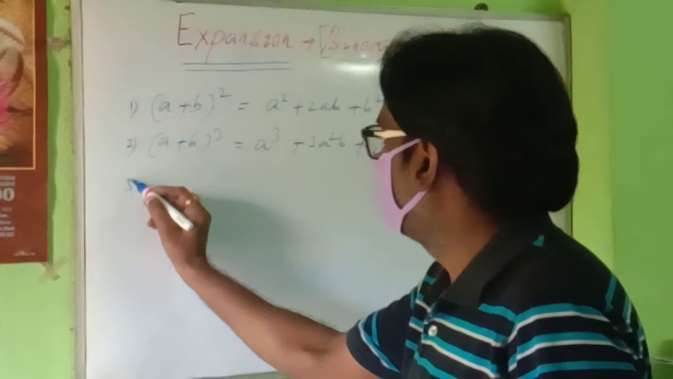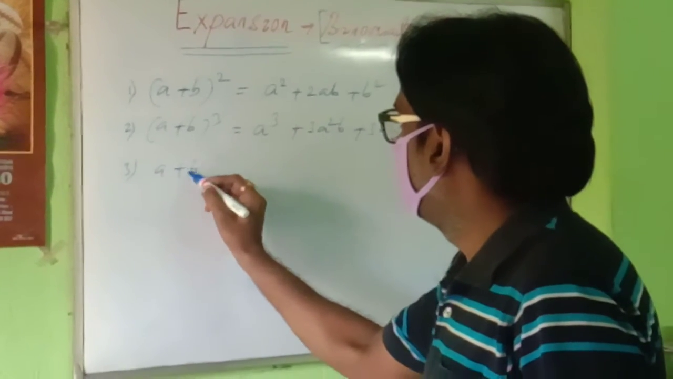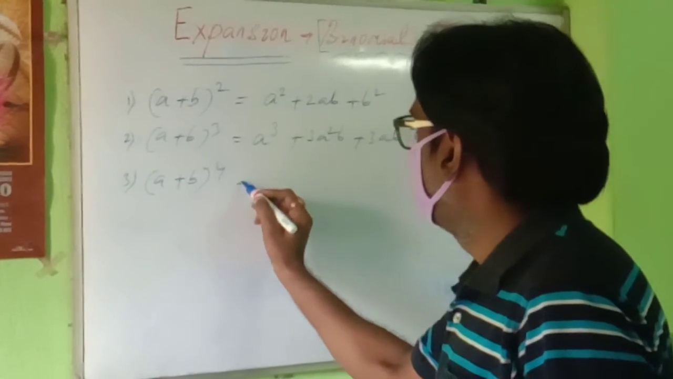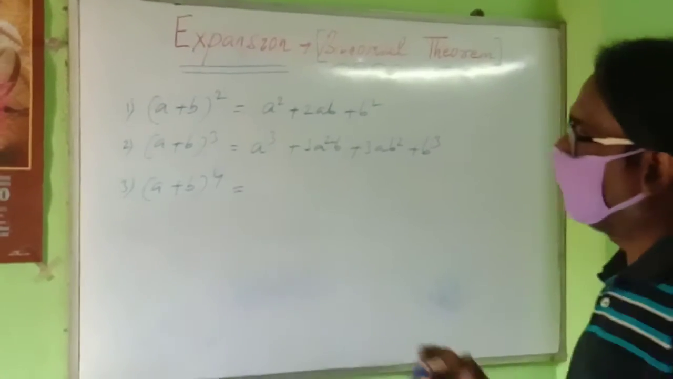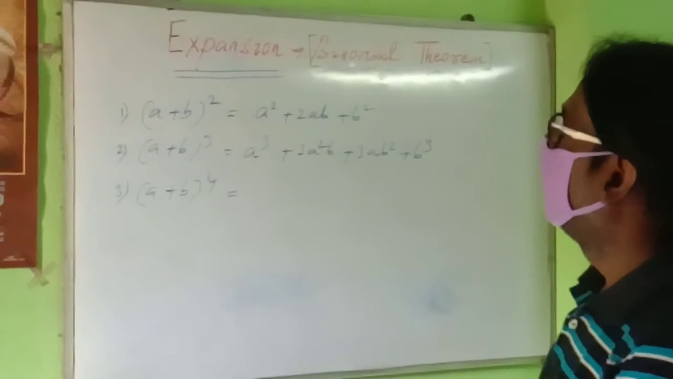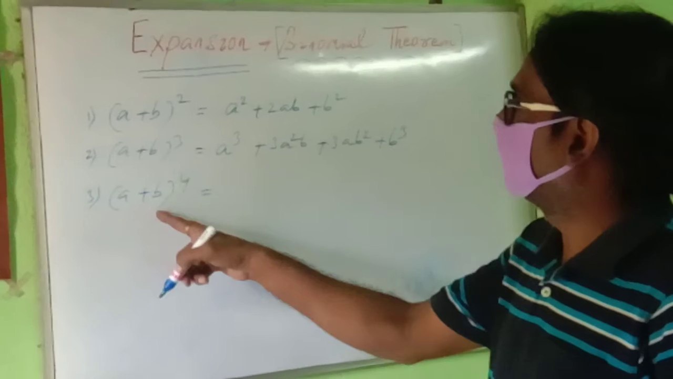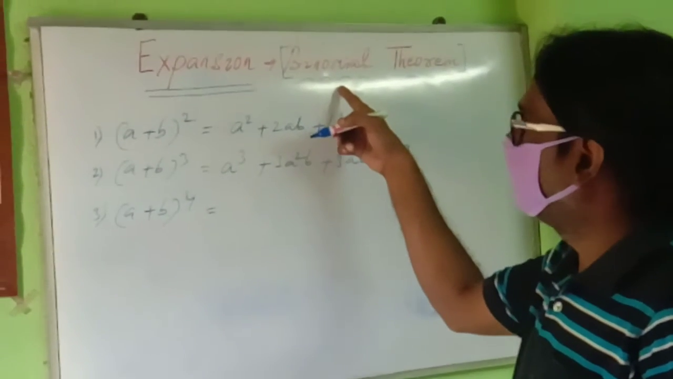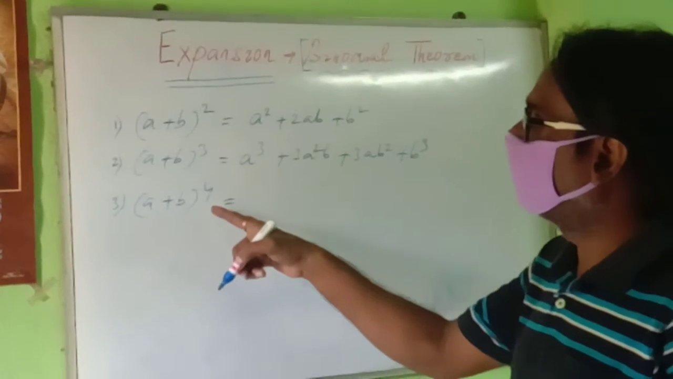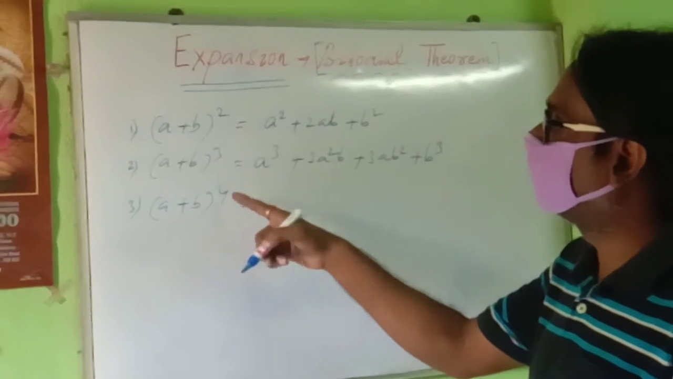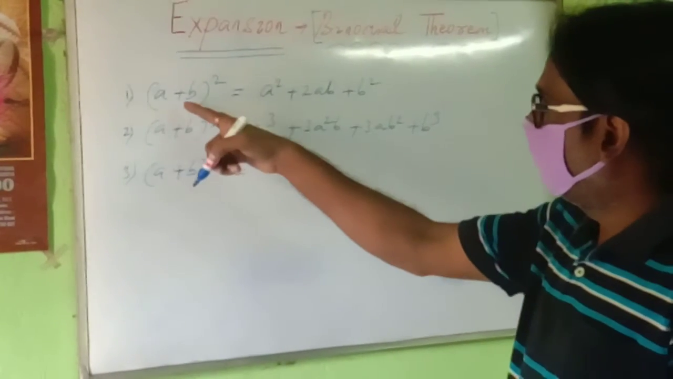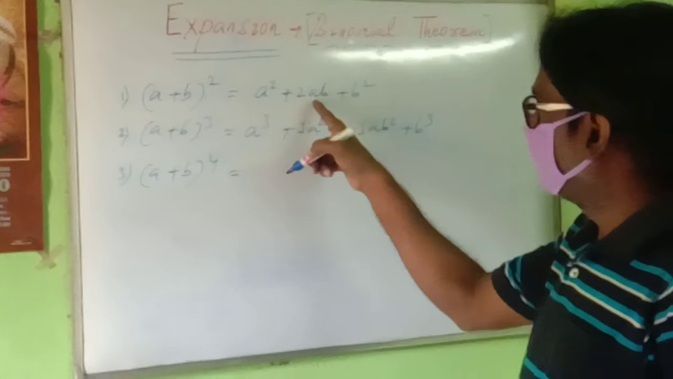Now same process, can you tell a plus b whole to the power 4? See, if you follow the rhythm of expansion, then you can tell. This is binomial, two terms are there. Binomial theorem will give the expansion for any power, meaning the power may be more than 2, 3, 4, like that.